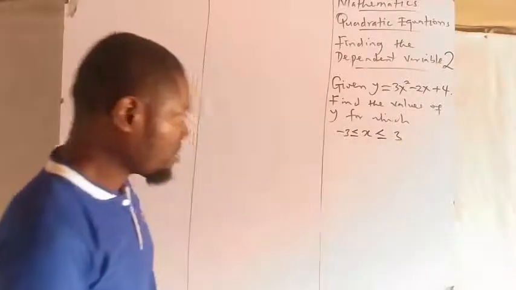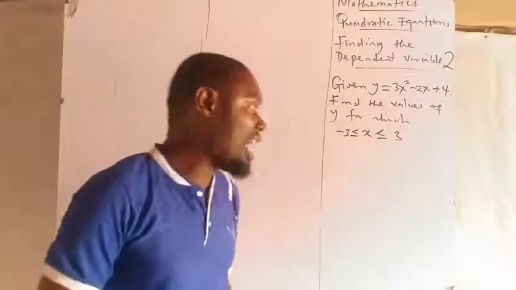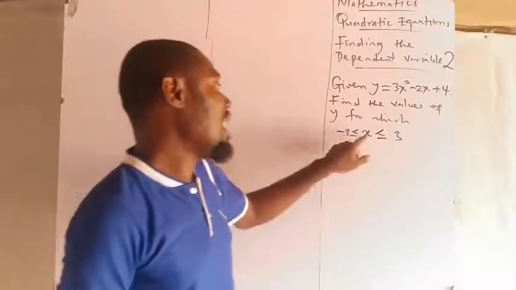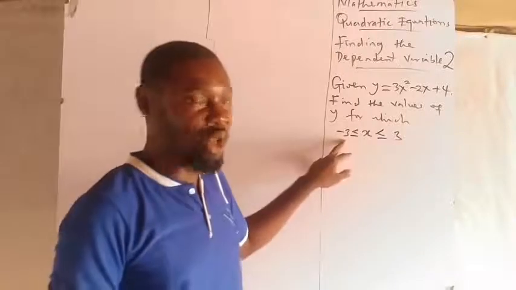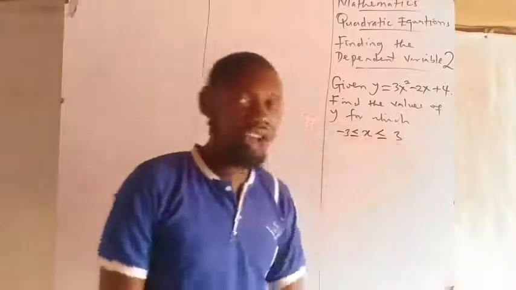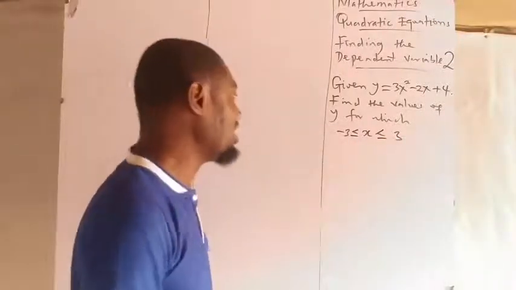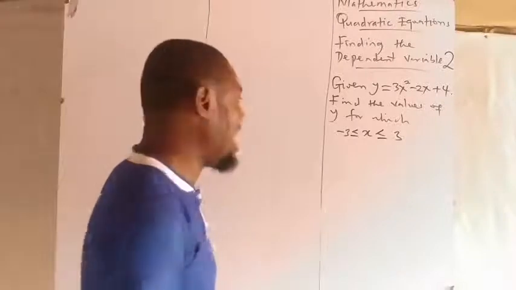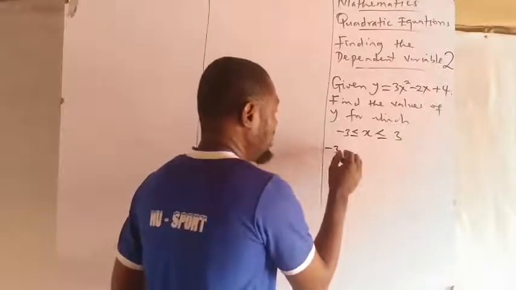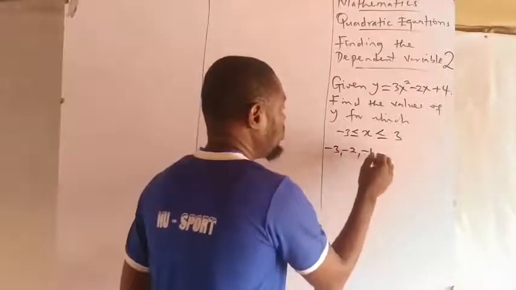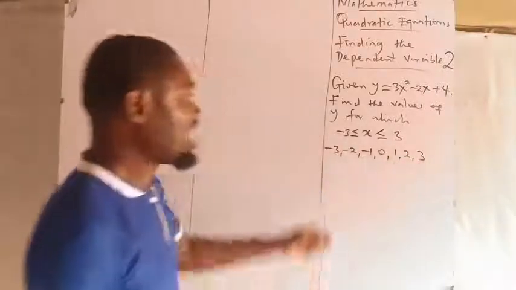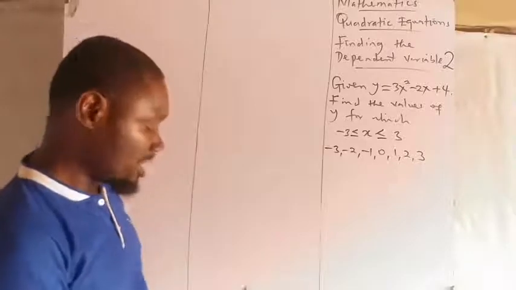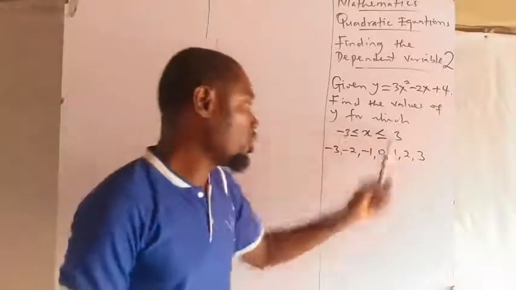X is greater than or equal to minus 3 and x is less than or equal to 3, which means that minus 3 is inclusive and plus 3 is also inclusive. So the values of x, or the ranges or the changes of x, are minus 3, minus 2, minus 1, 0, 1, 2, 3. These are the changes of x because the two numbers here are inclusive.